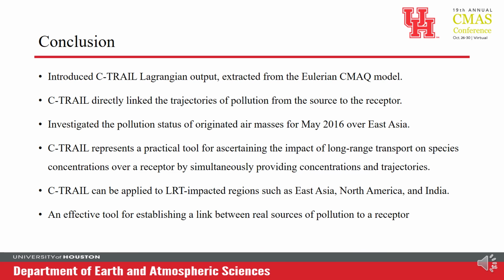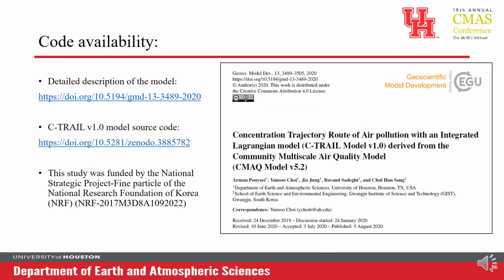So in conclusion, we introduced the CTRAIL Lagrangian output extracted from the Eulerian CMAQ model, which directly links the trajectories of pollution from source to receptor. We investigated the pollution status based on this model for May 2016 over East Asia. The CTRAIL represents a practical tool for finding out about the impact of long-range transport. And we can apply this model for different LRT impacted regions such as East Asia, North America, and India. And we published our research in the Geoscientific Model Development Journal, or GMD.